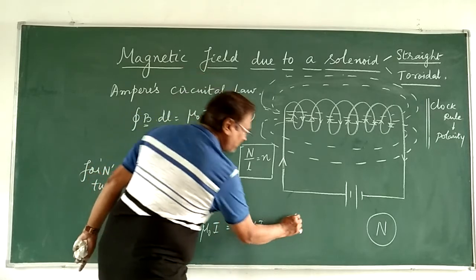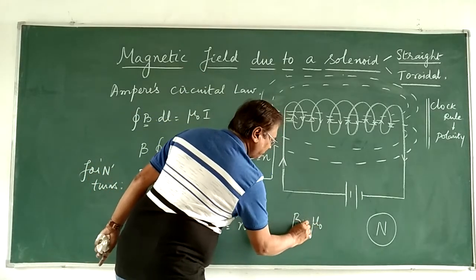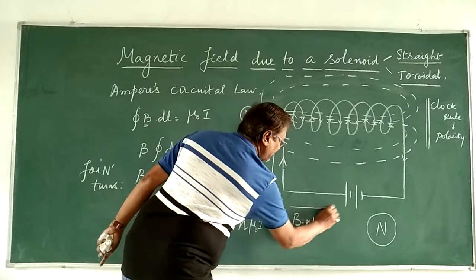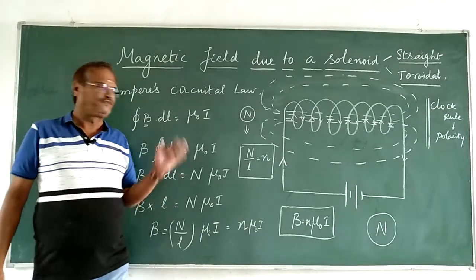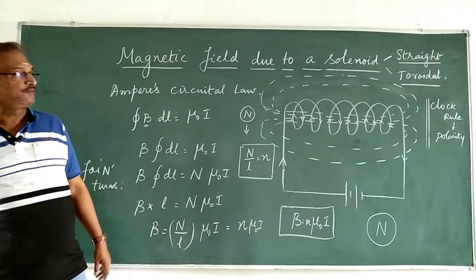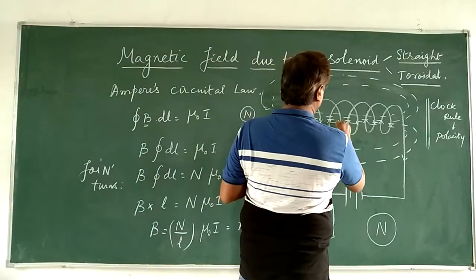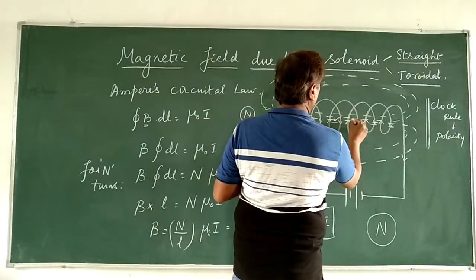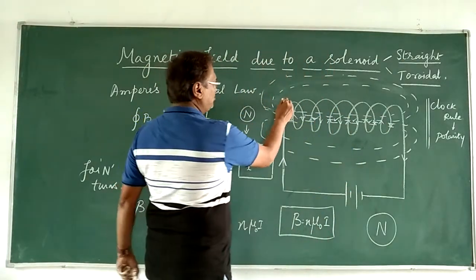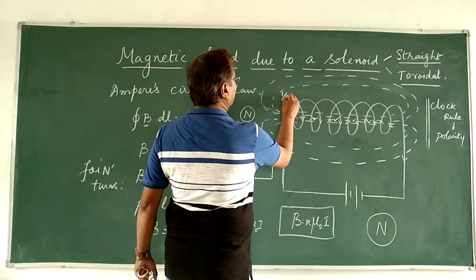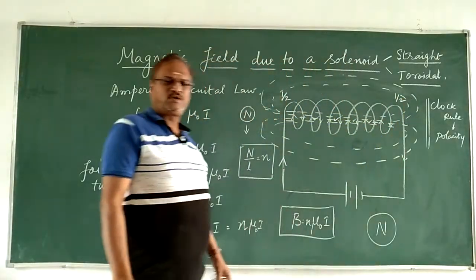So the standard is to represent this as small n and mu naught into I. So what is the magnetic field due to a solenoid? B is equal to n mu naught into I, and this is the formula. I hope you understand. This is a very simple derivation. Now when you come over here, in the middle it is fine. Everywhere it is fine, but at the edges you will find that the value will drop to half its original value. Why?